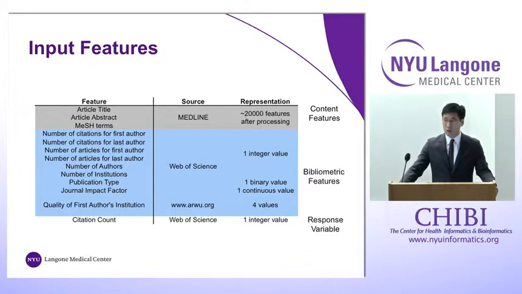Then the actual response variable, the class, is based on the citation count. So for this learning task, I converted the citation count into a binary label. So I had a number of thresholds, 20, 50, and 100, meaning I was trying to predict whether or not an article would receive this number of citations. So would an article receive more than 20 citations or more than 50 citations?